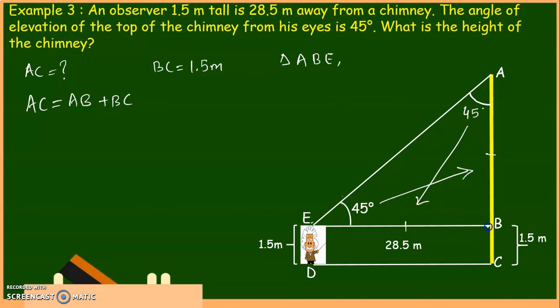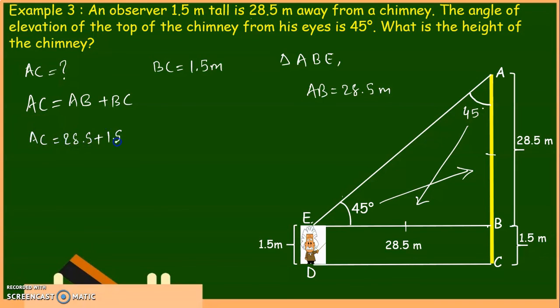So here EB is given 28.5. So this AB will also be equal to 28.5. We can directly write AB equal to 28.5. So here we got AC equal to 28.5 plus 1.5, that will be equal to 30 meter. That is the height of the chimney. So here without using trigonometry we can directly solve, because we know that if two angles of a triangle are equal, then the sides opposite to equal angles will be equal.